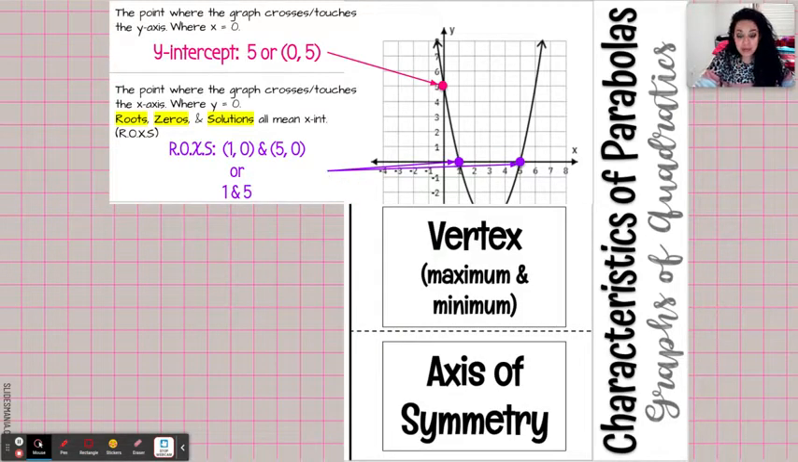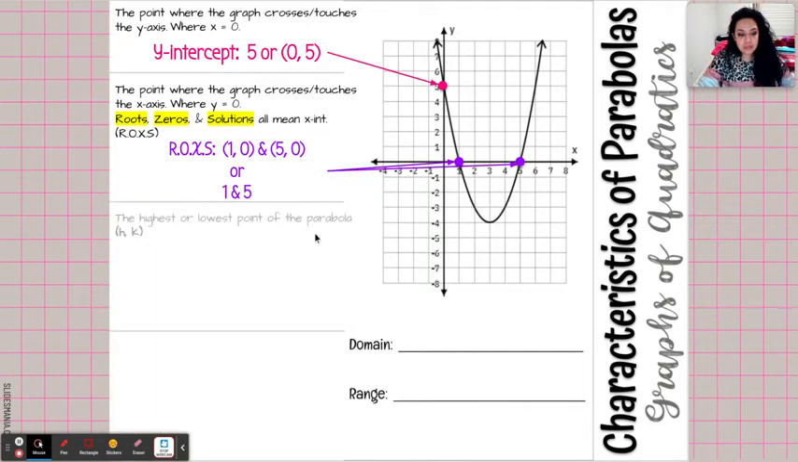My next key vocabulary word is the vertex. And from the vertex, we go even a step further in determining if it's a maximum or a minimum. A vertex is the highest or lowest point of the parabola. And we'll get to a form where we refer to the vertex as the point (h, k). h is my x value, k is my y value. So here is my vertex. Notice it's the tip of the parabola.